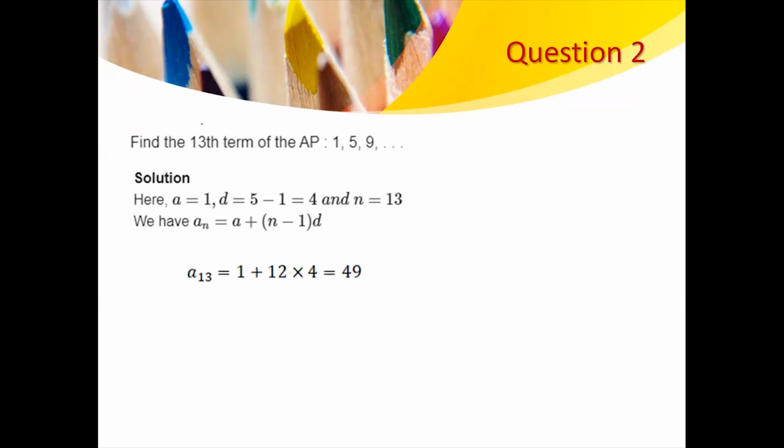So find the 13th term. 1 plus n minus 1 will be 12. 12 into 4 is 48, and that will be equal to 49. So what my answer is? My 13th term of the AP is 49. So here we have the 13th term. You can find the 5th term. You can find the 6th term. You can find the 20th term. So given an AP, I can find any term of the AP.